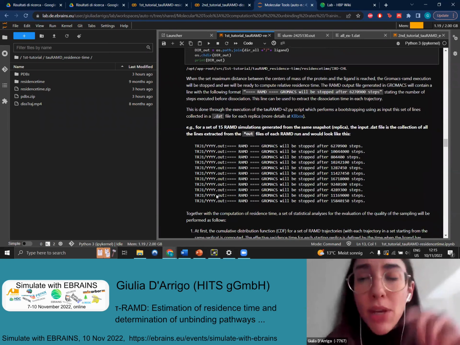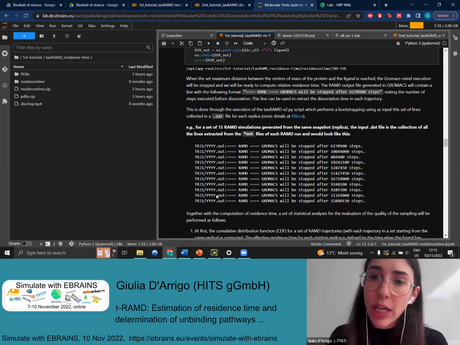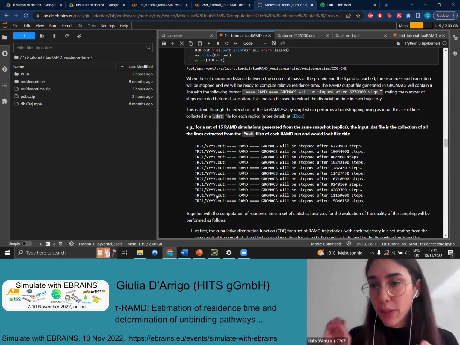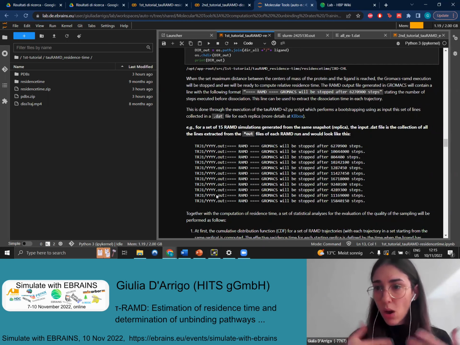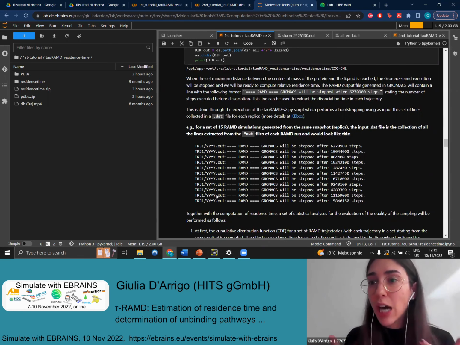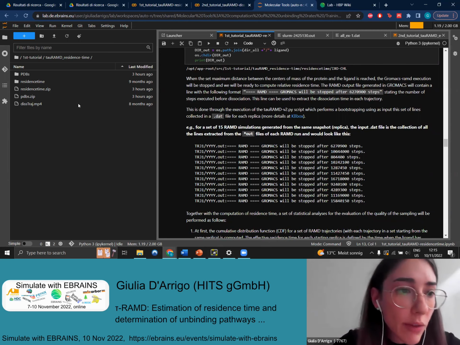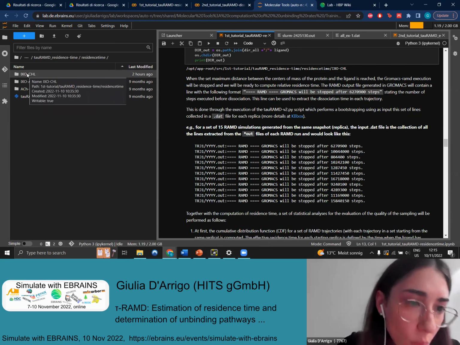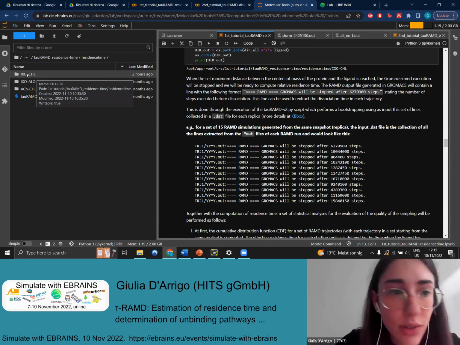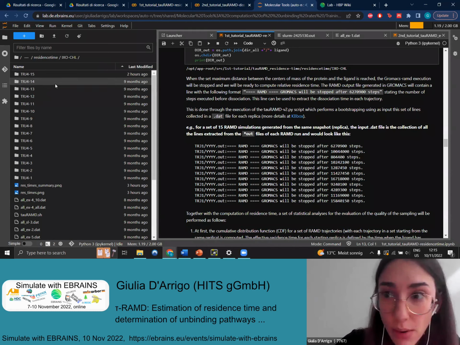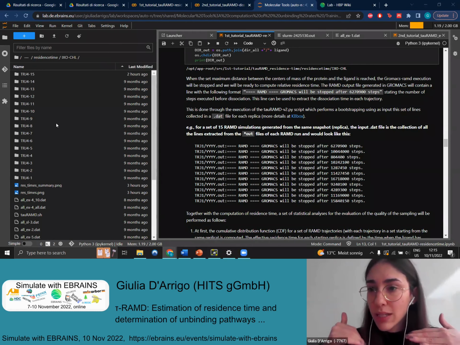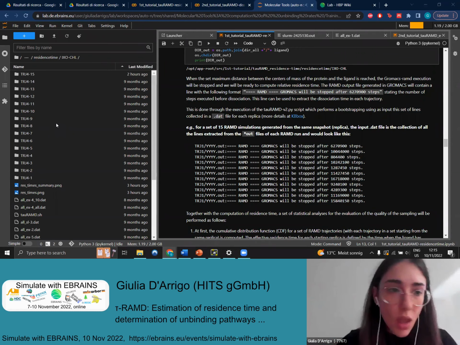Imagine we run RAMD simulations: a RAMD simulation is stopped when the ligand has left the binding site. This causes the termination of the simulation, and you will see this termination in the output file that will be written. If we go, for instance, to the folder residence time, and click there, we go into the folder for the ligand we are computing the residence time for. Here I have put 15 RAMD trajectories starting from the 4th replica.